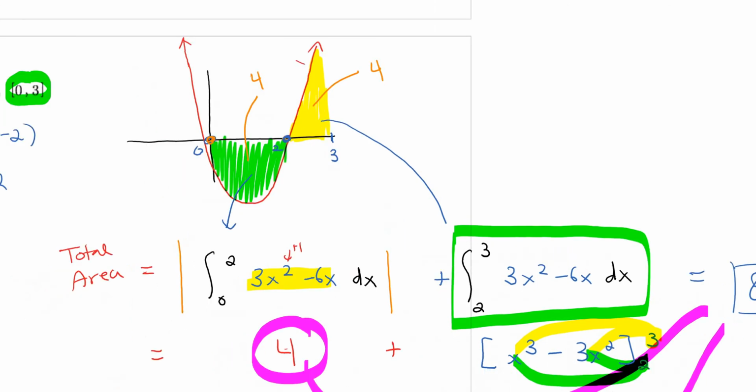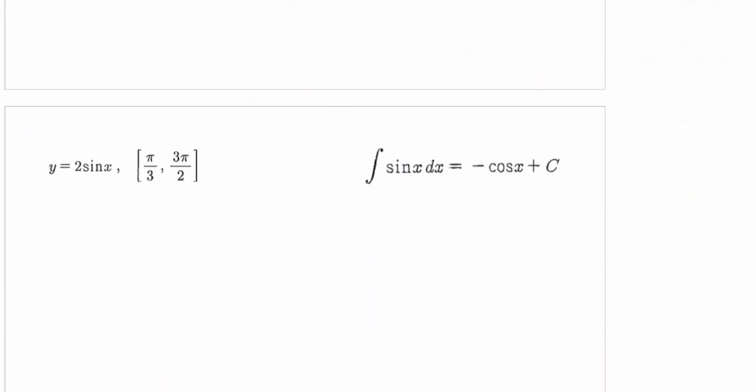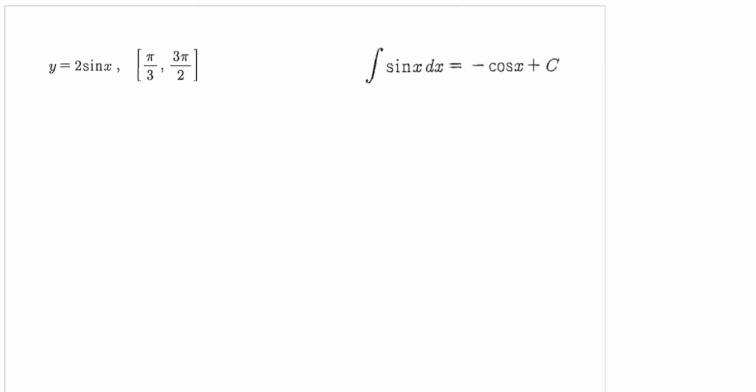Okay, let's keep on going along. I hope the concept of total area is clear now. It just means that you're finding the combined areas there, and you might have to spend a little bit of time just calculating and going through the algebra at times.